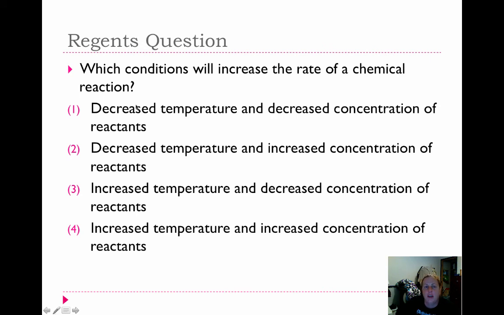Which conditions will increase the rate of a chemical reaction? Decreased temperature. If we decrease temperature, we slow the molecules down. So that will not increase the rate and chance of them colliding into each other. So let's cross out 1 and 2. Decreasing temperature will not speed up our reaction. Increasing temperature will speed up our reaction by increasing the chance of collisions.